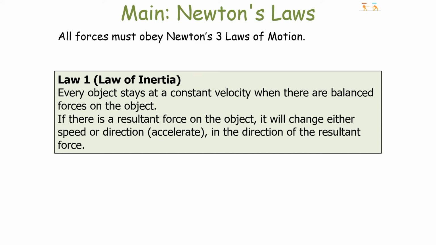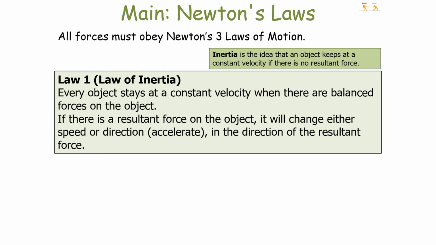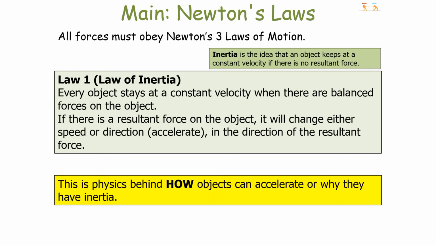Law 1, the law of inertia. Every object stays at a constant velocity when there are balanced forces on the object. If there's a resultant force on the object, it will change either speed or direction. It will accelerate in the direction of the resultant force. Now, inertia is the idea that an object keeps at a constant velocity if there's no resultant force. This is the physics behind how objects can accelerate or why they have inertia.